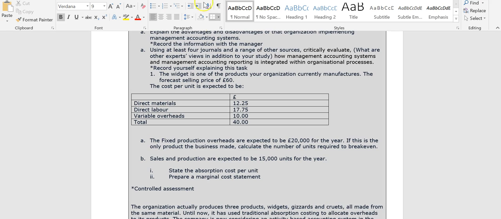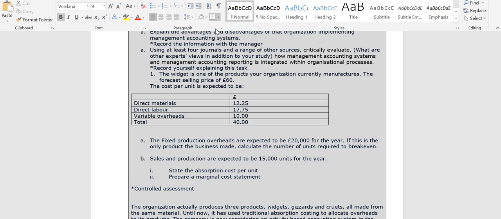So what we're trying to say here is that we have a scenario where we want to know how many of these items, because this is about manufacturing, right? How many do we need to sell to break even, if you like? That's the argument here.